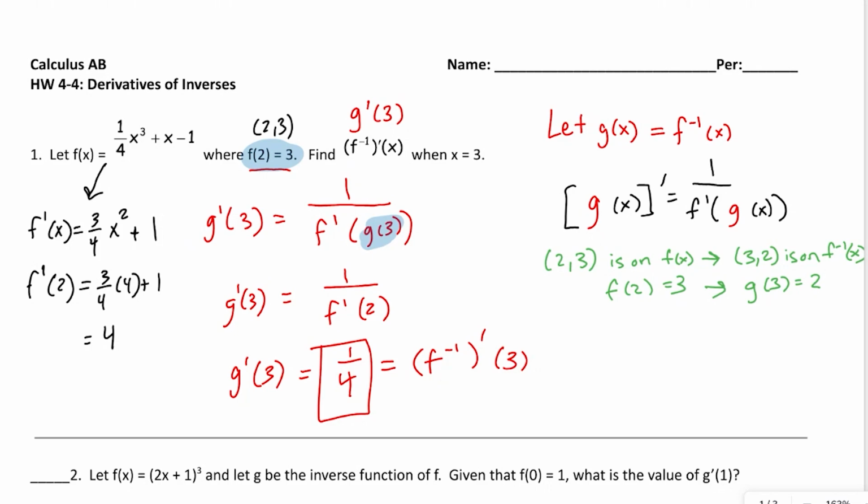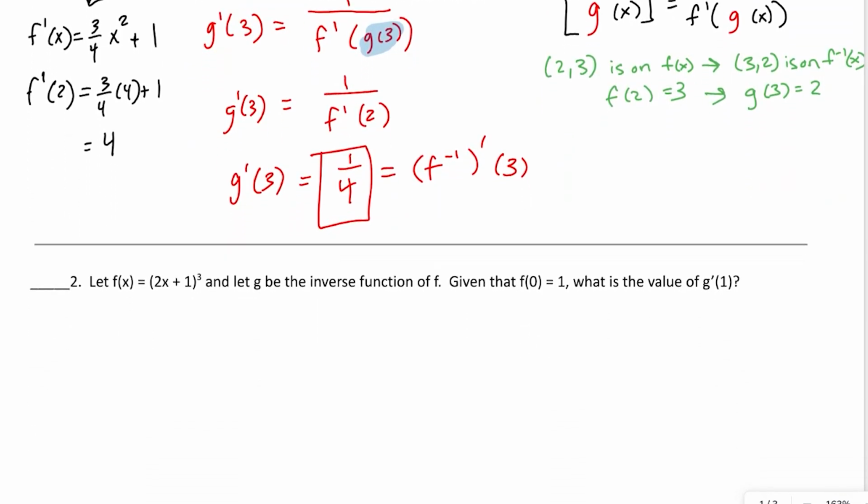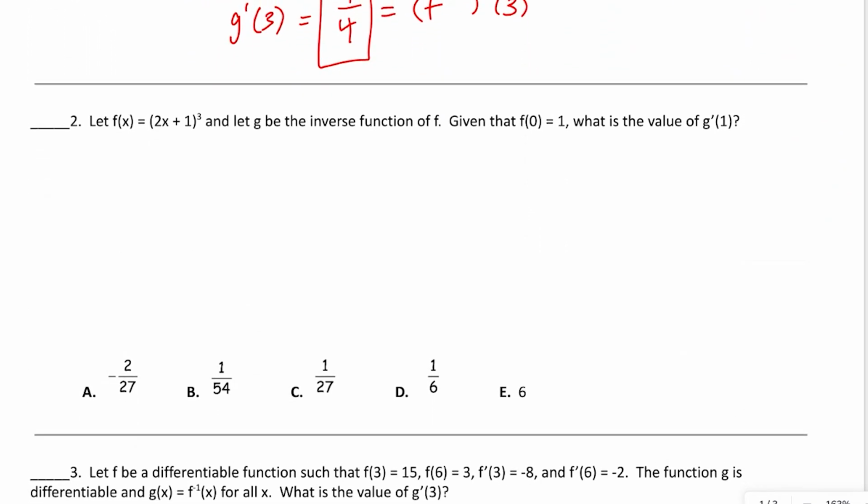And there's number 1. Let's take a look at number 2. Okay, we're given f. It says let f be 2x plus 1 quantity cubed, and let g be the inverse function of f.